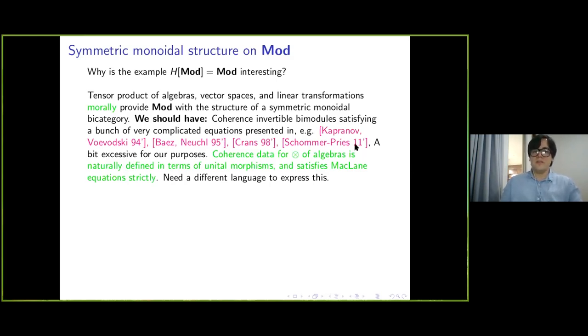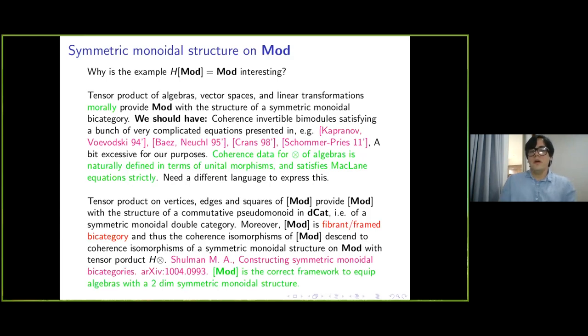These are some references on the definition of a symmetric monoidal bicategory, but it's a really long list of axioms that are a bit excessive for this case. We're in a very easy case where we know what the tensor product is. We have coherence data, which is morphisms of algebras, and it's very easily proven that this satisfies what it should satisfy, but symmetric monoidal bicategories seem to be something else. So we need a different language to express this symmetric monoidal structure on bimodules.